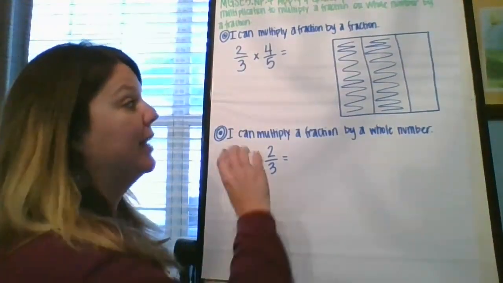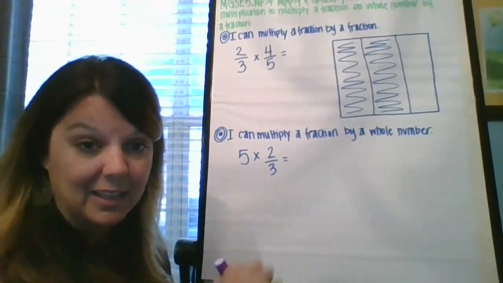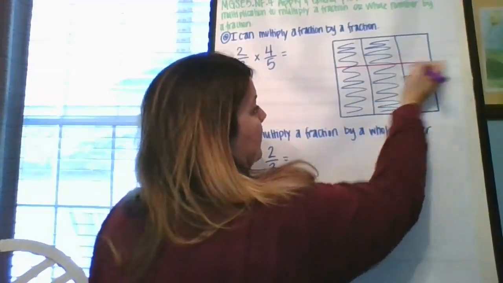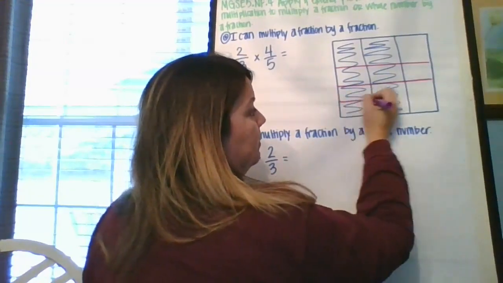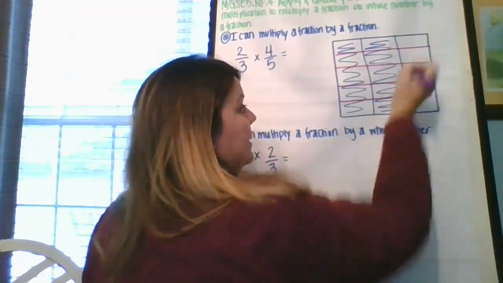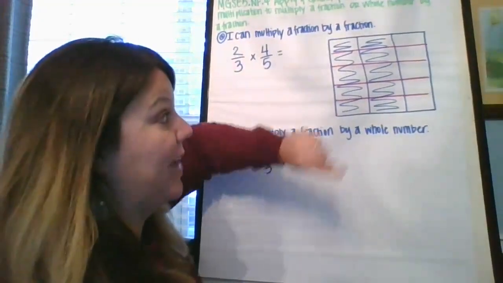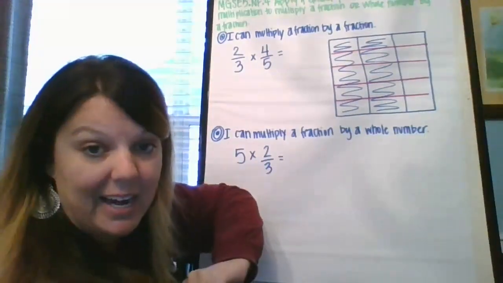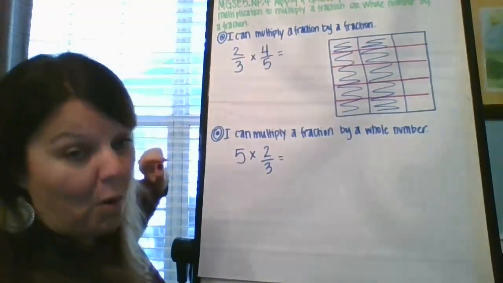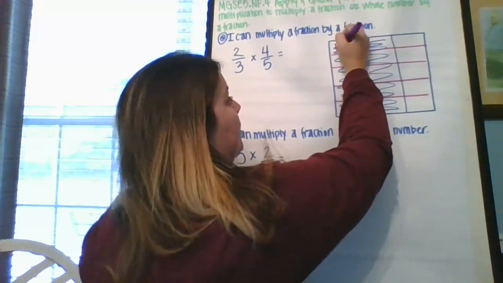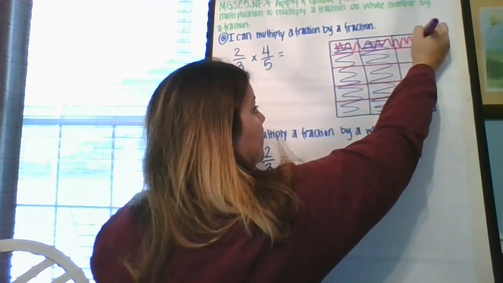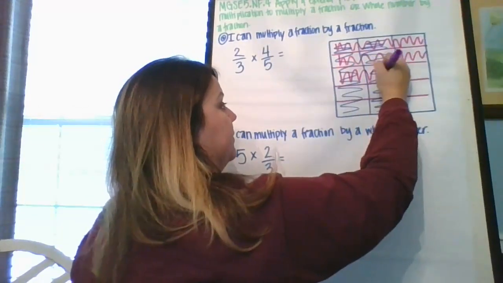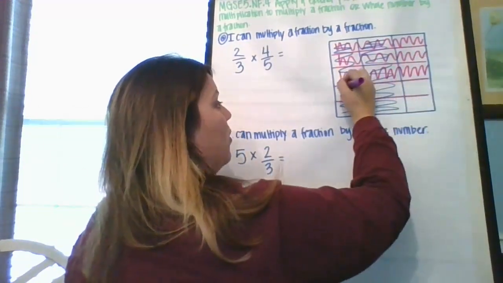So I'm going to divide my graph horizontally into fifths. So I now have cut it horizontally into 5 rows. 1, 2, 3, 4, 5. Or fifths, I've cut it into fifths. And I'm going to shade in 4 of those fifths. 1, 2, 3, 4.